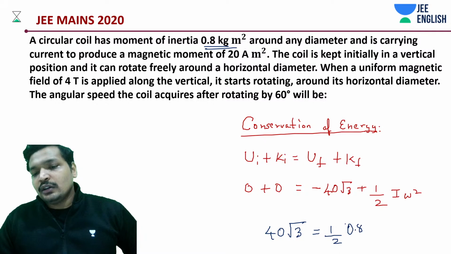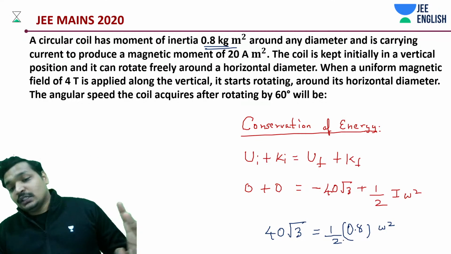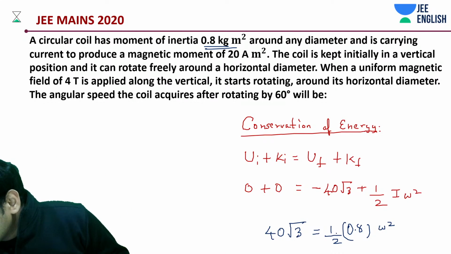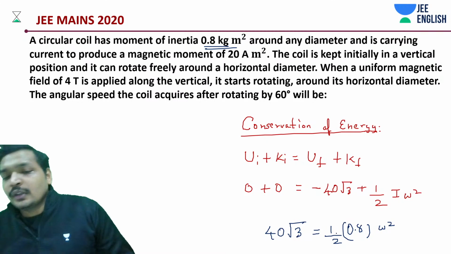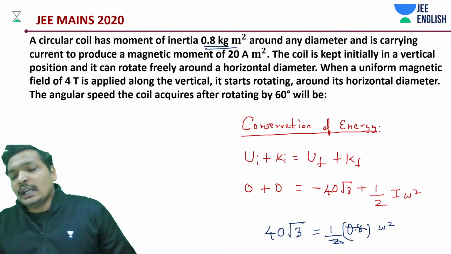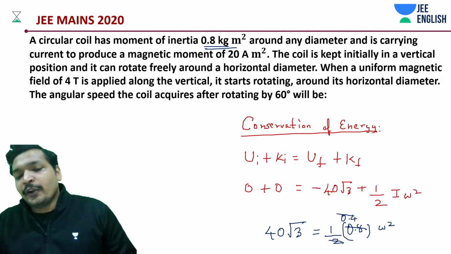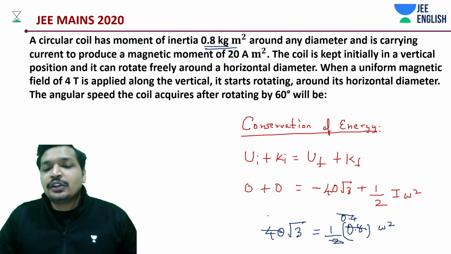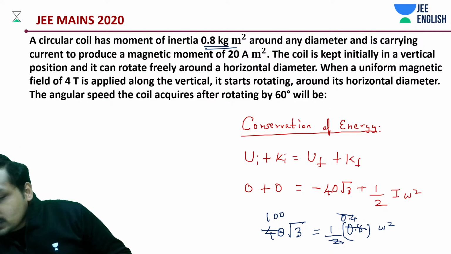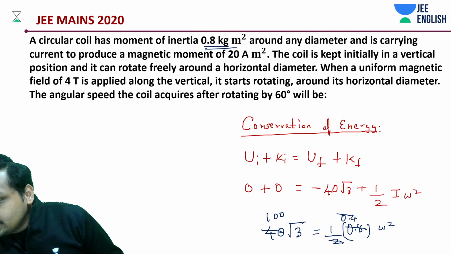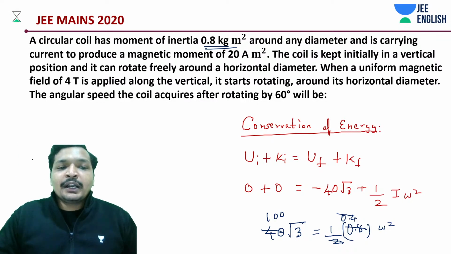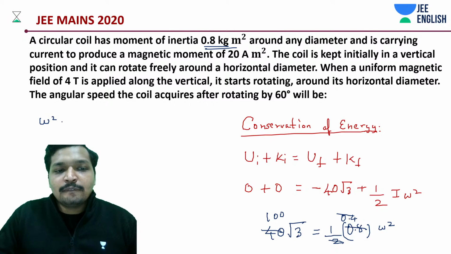0.1 kg meter square. Omega square. Very nice number, because our calculation has become easy. Really easy. Now, how much is this? 2 and 0.8, 0.4, 0.4, 40. This is going to be how much? 100. So what is this going to be? 0.1 times 4. How much is this? So omega square is going to be 100 root 3.